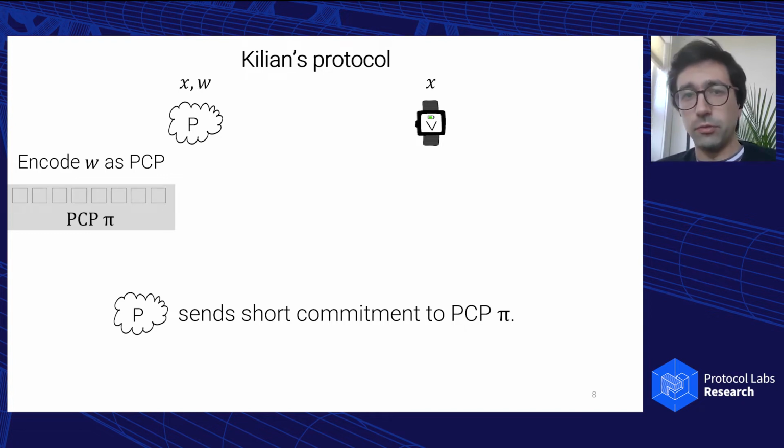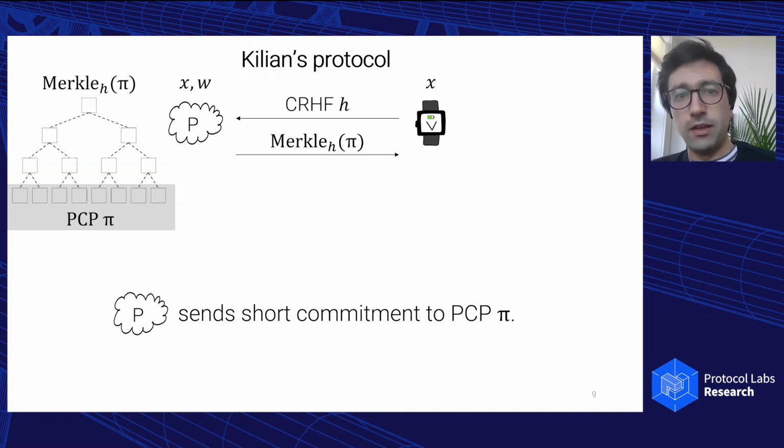succinct argument in the following way. The prover is going to encode the witness as a PCP. He's going to build a PCP proof string for the statement that he wants to prove. This can be done efficiently. Then he's going to commit to the string in the following way. The verifier is going to send the description of a hash function. And the prover is going to use that hash function to build what's called a Merkle tree.